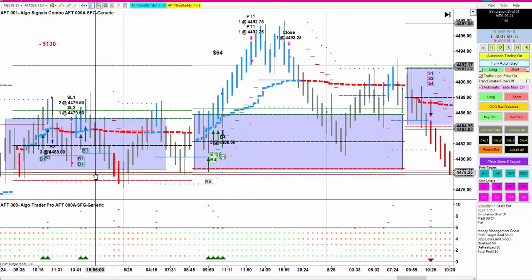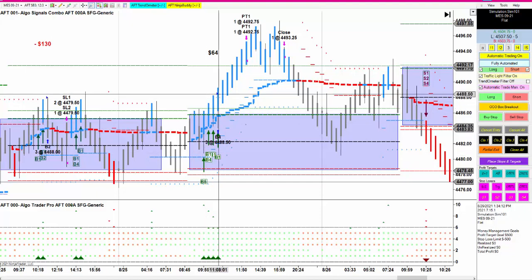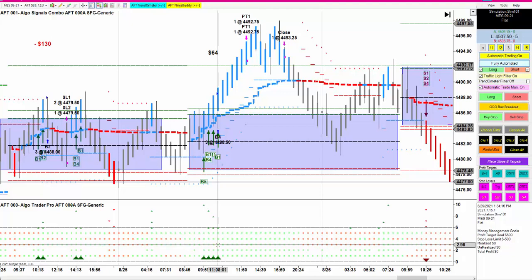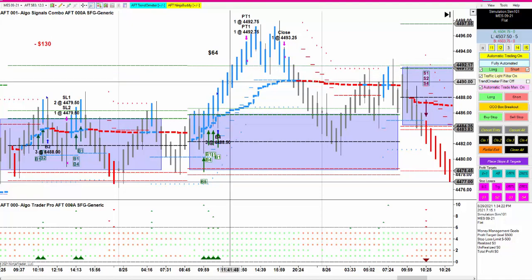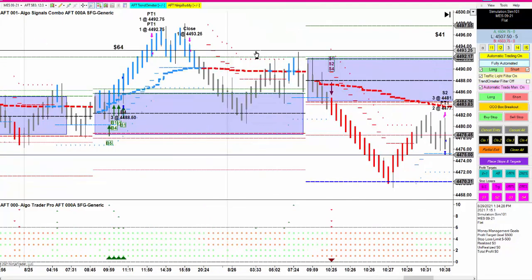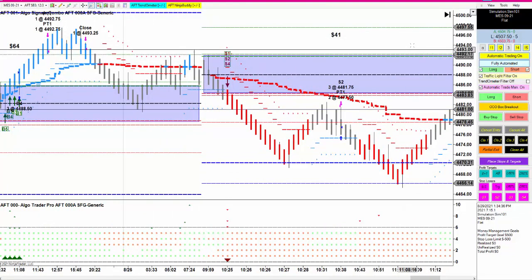All right, this would be Wednesday. Now Wednesday we got an initial move. Again, we broke out of that no trade zone here, that blue shaded area. You can see the traffic light filter was all in agreement, sent the signal to the software. It was able to get 2 contracts off at the first target, and then close basically at the end of the day. So that was a $64 profit on that day.